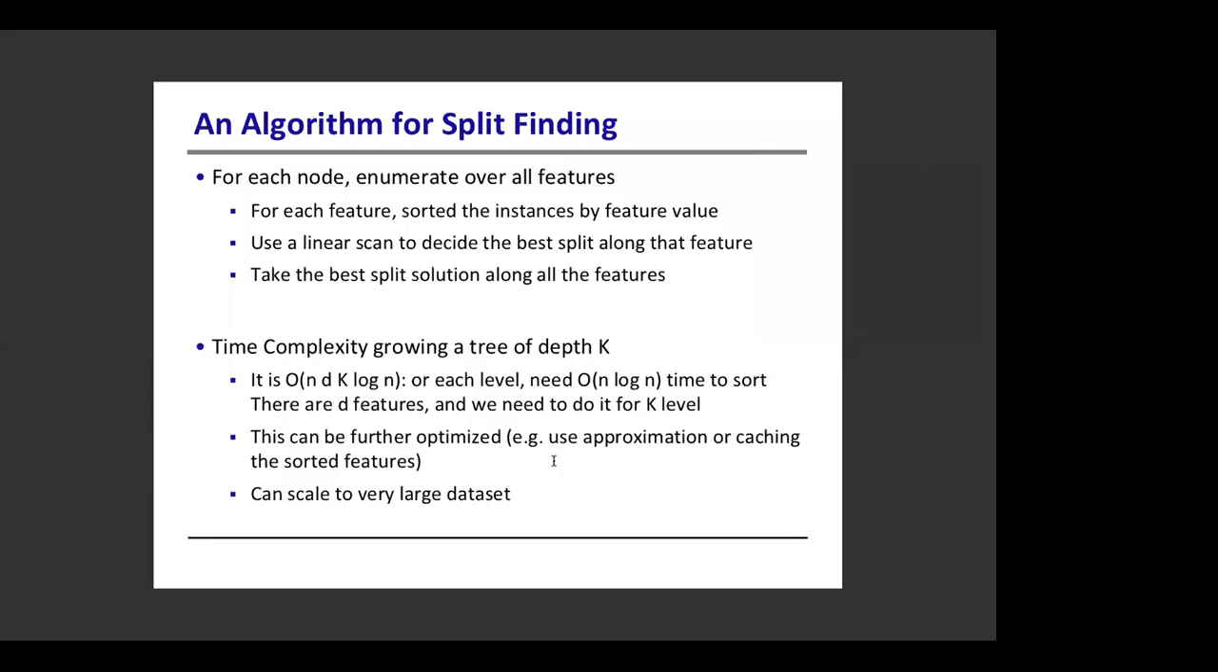So that's what it is. We'll pick one feature and sort the data, and then we'll go to the next level and do the same thing, and we'll keep on doing that. This can be further optimized using approximation or caching of sorted features, and so on. And it can scale very well on very large data sets.